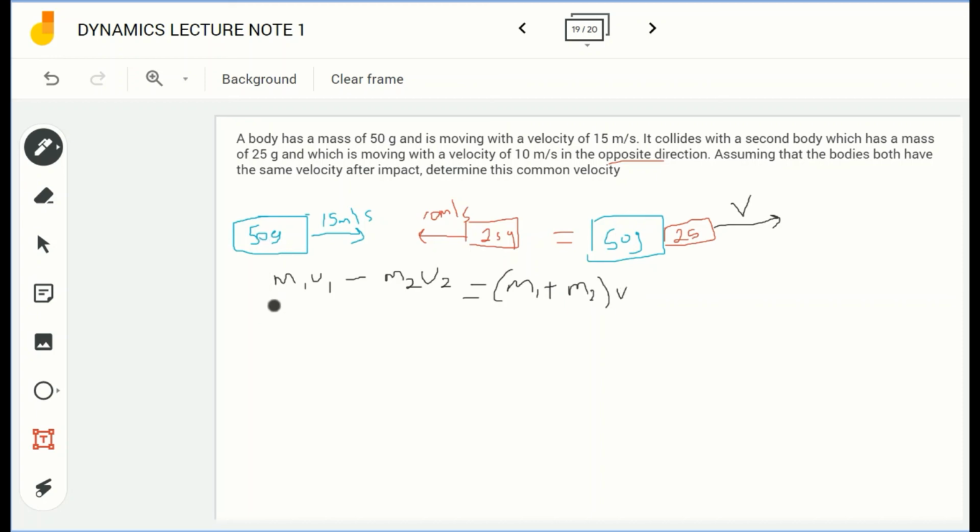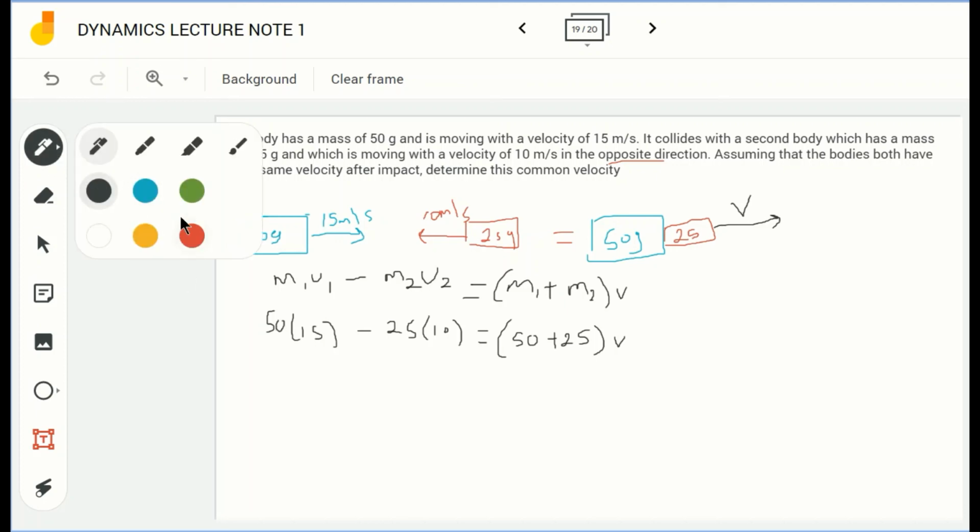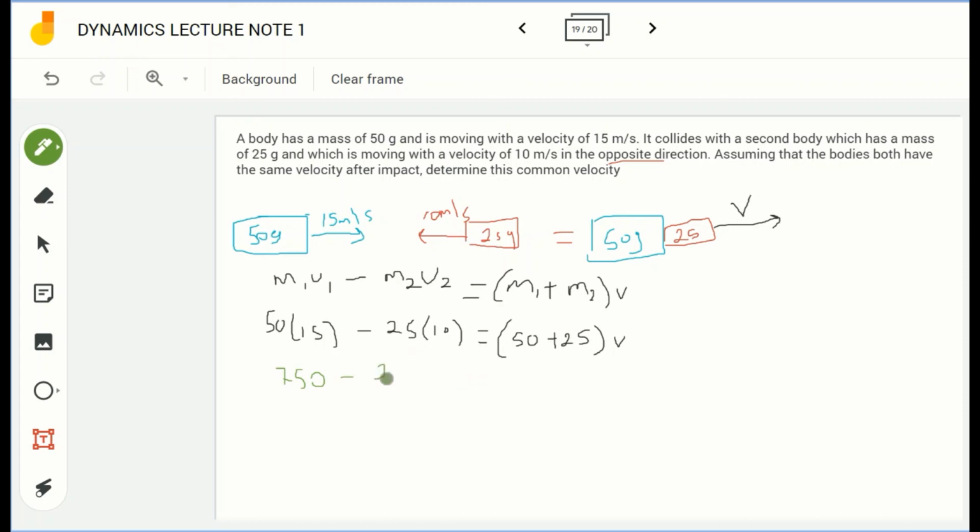My M1 is 50 times my U1 is 15, minus my M2 is 25 times my U2 is 10, equal to my M1 is 50 plus M2 is 25 times the V. Good job. Now, when you multiply 50 and 15, you get 750, minus 250, equal to 75V.